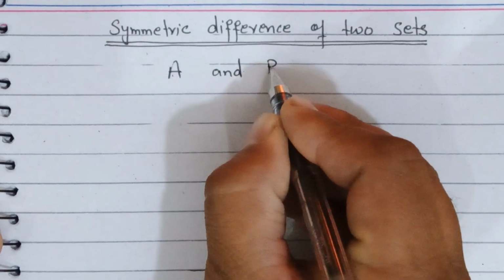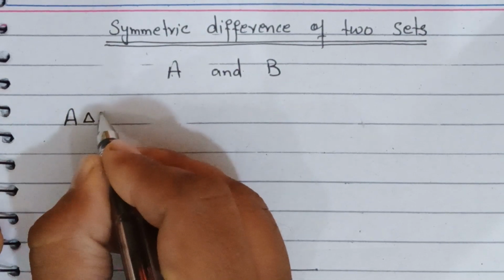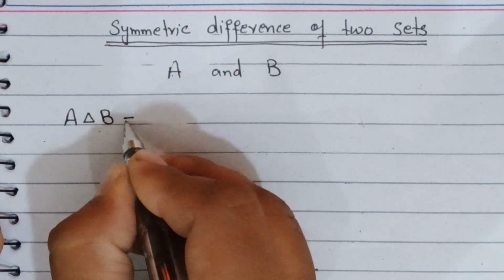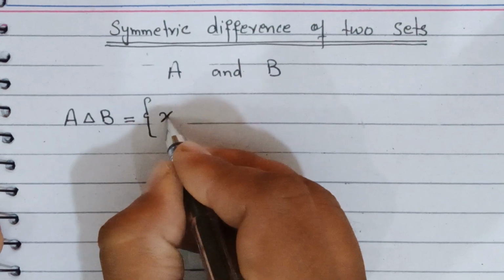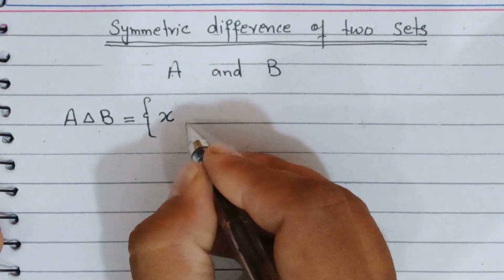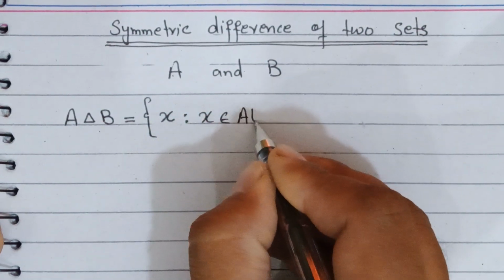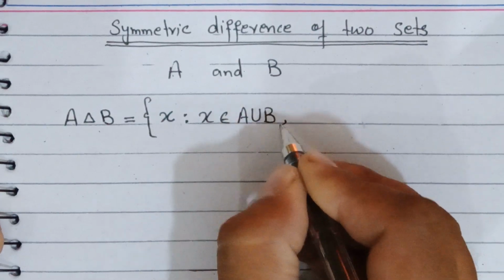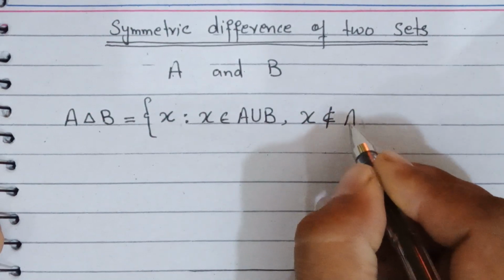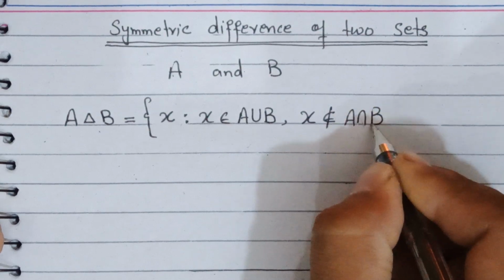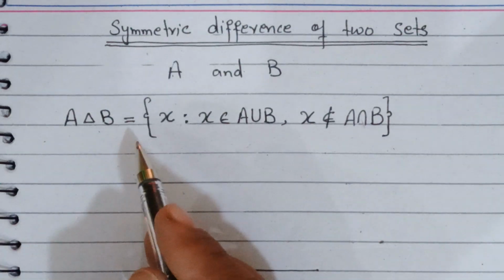Then the symmetric difference of these two sets A and B is denoted by A delta B and is defined as the collection of those elements X such that X belongs to A union B, but X does not belong to A intersection B. This is the definition of symmetric difference of two sets A and B.